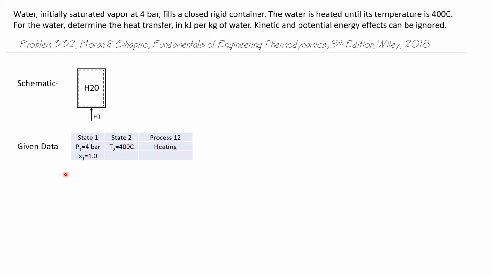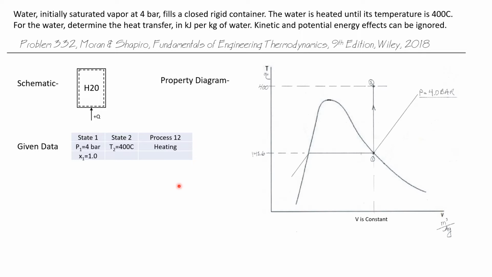So here's our given data. State 1 is at 4 bar and its quality is 1. In other words, it's a saturated vapor. And it's heated until it reaches a final temperature at state 2 of 400 degrees C. Now let's look at that on a T-v diagram. Here we have our vapor dome.